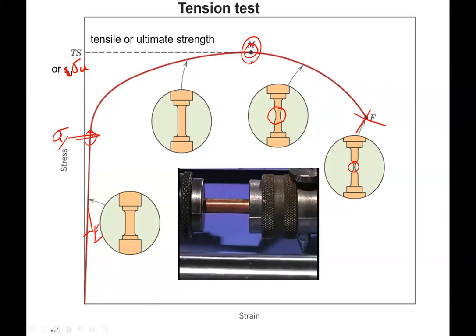I'll post this video in Canvas for you, and we can see this copper rod being pulled. And then as it's going, you'll see that it necks down and then eventually fails. Okay. Hopefully you also saw that when you watched the tensile video for the stainless steel sample. You saw that necking behavior and then eventually the failure.